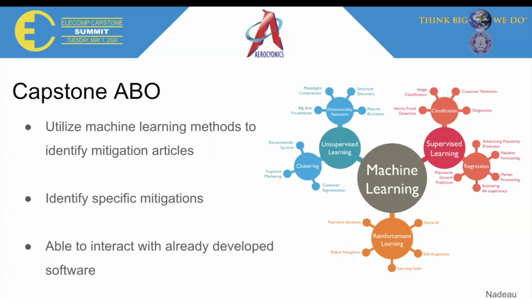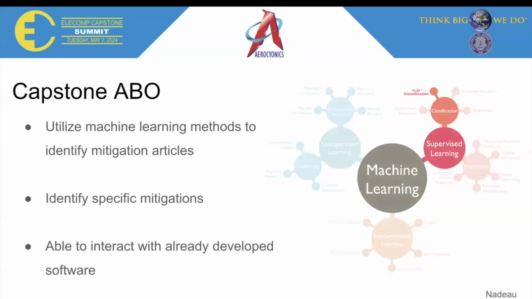These programs that we developed needed to be able to interact with already developed software, which was developed before we started working on the project. The diagram you can see on this slide displays different avenues that you can take when making a machine learning program. For us on this project specifically, we focus on supervised learning for text classification.